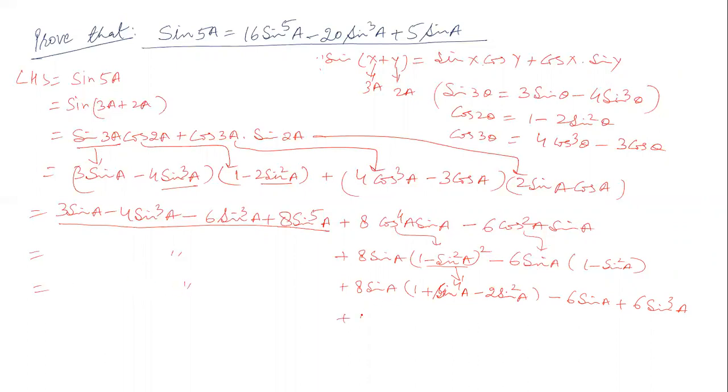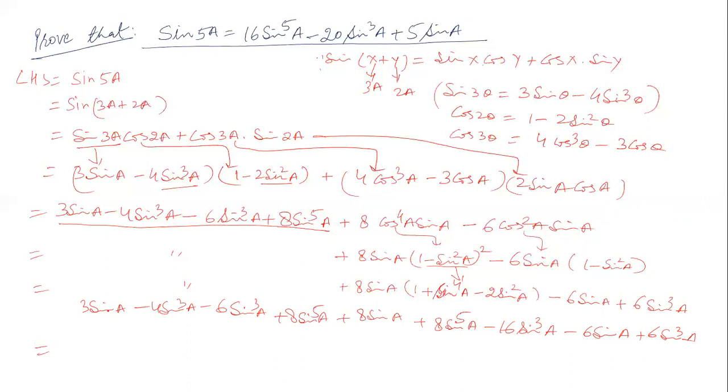Now multiplying 8 sin a into 1, plus 8 sin to the power 5a minus 16 sin cube a, minus 6 sin a plus 6 sin cube a, and writing the earlier part as 3 sin a minus 4 sin cube a minus 6 sin cube a plus 8 sin to the power 5a.